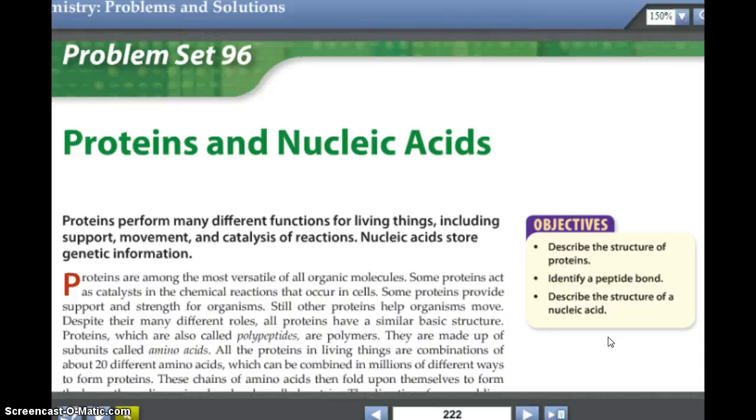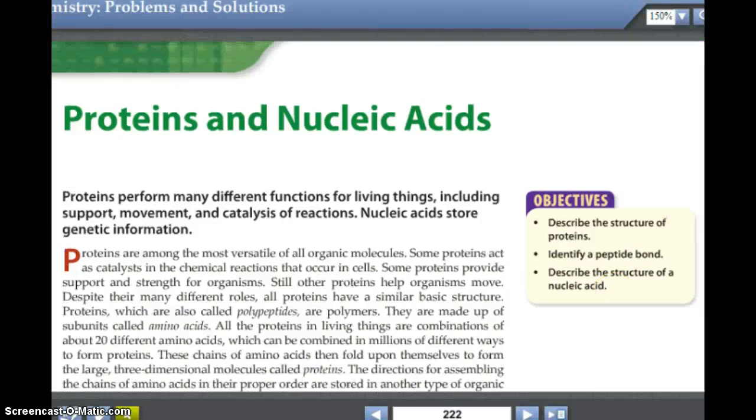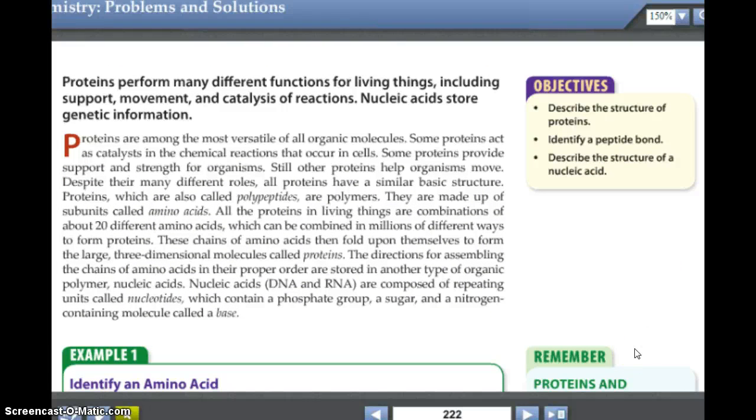Proteins perform many different functions for living things, including support, movement, and catalyst of reactions. Nucleic acids store genetic information. Proteins are among the most versatile of all organic molecules. Some proteins act as catalysts in the chemical reactions that occur in cells. Some proteins provide support and strength for organisms. Still other proteins help organisms move. Despite their many different roles, all proteins have a similar basic structure.